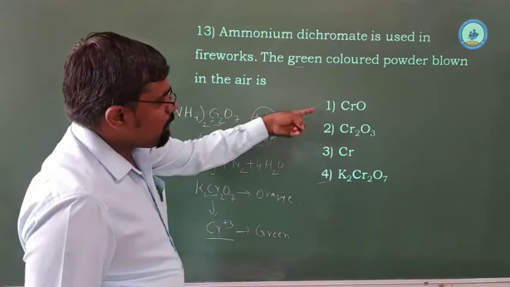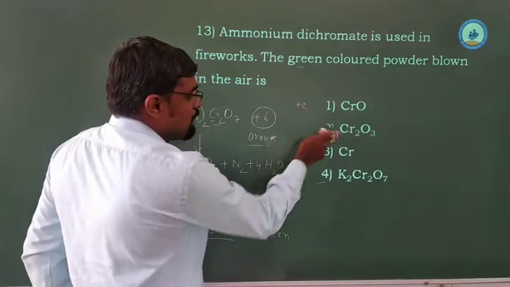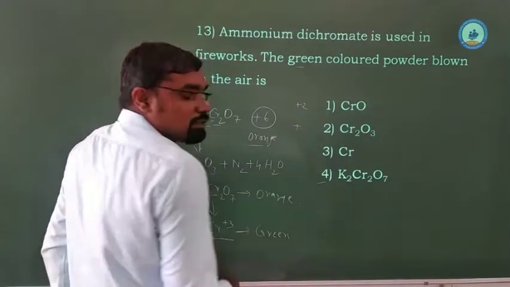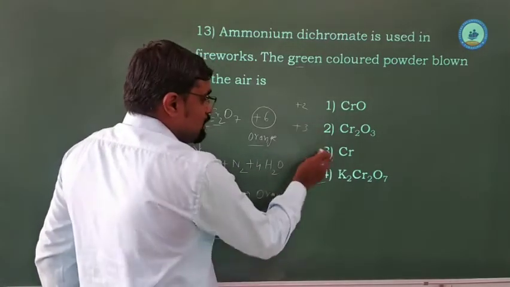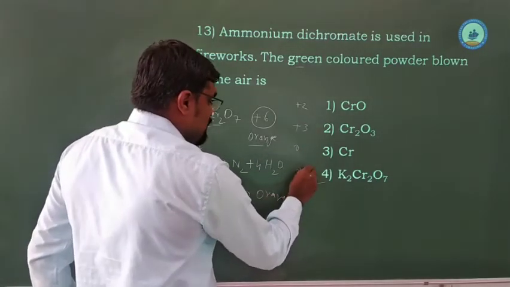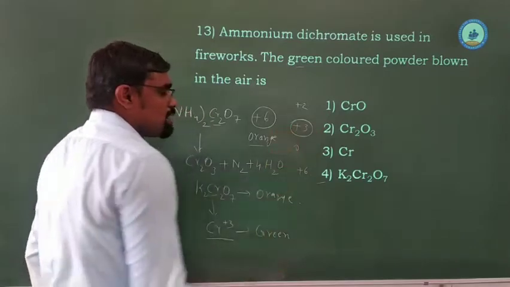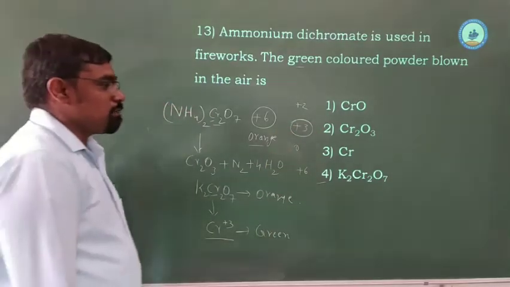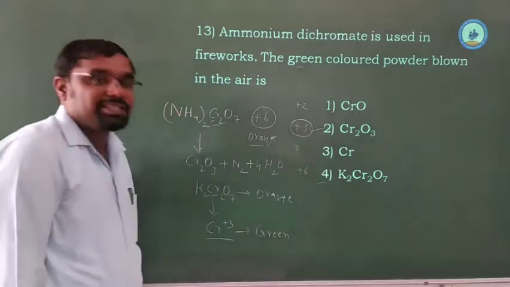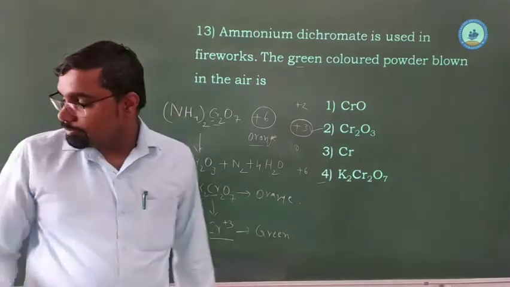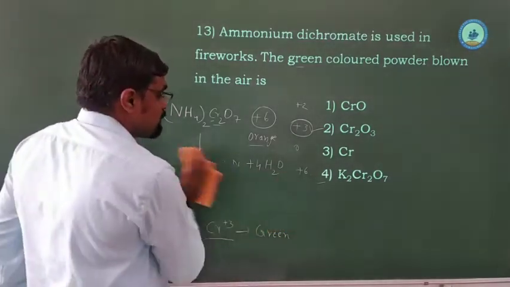So the chromium here is +2, and here Cr2O3, what is that? That is +3, and here 0, and here +6. So where is that one? +3. That is green color powder that is formed, and the second one is okay. So we discuss the next question.